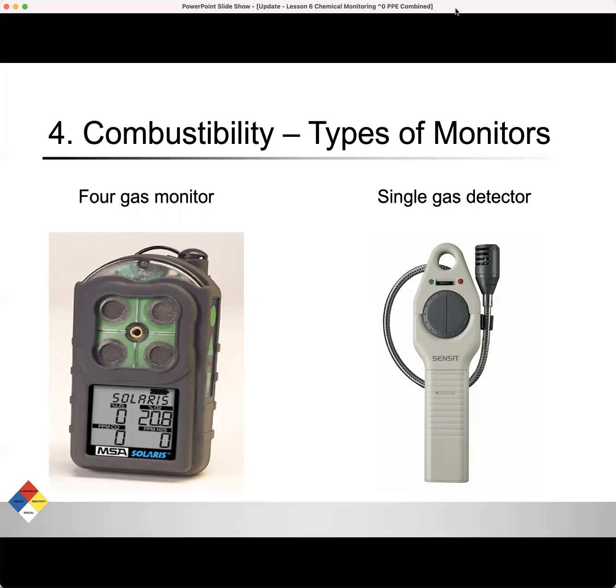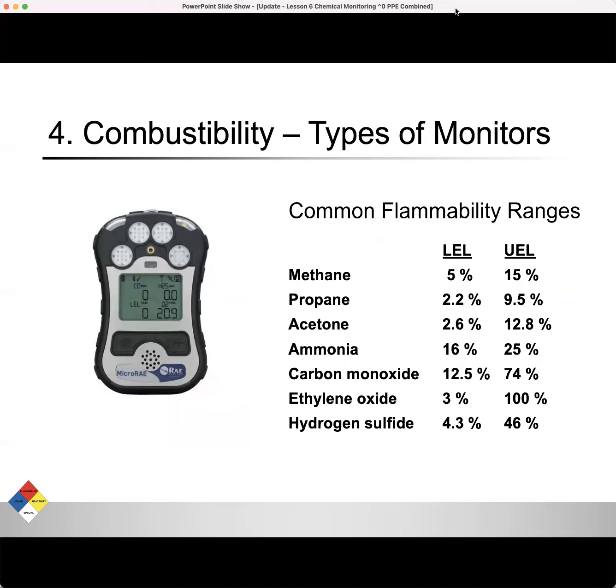On the left is what a common 4-gas monitor looks like. This one in particular monitors for LEL, oxygen, carbon monoxide, and hydrogen sulfide. On the right is a single combustible gas detector. Here's another example of a 4-gas monitor and a chart with common flammability ranges.